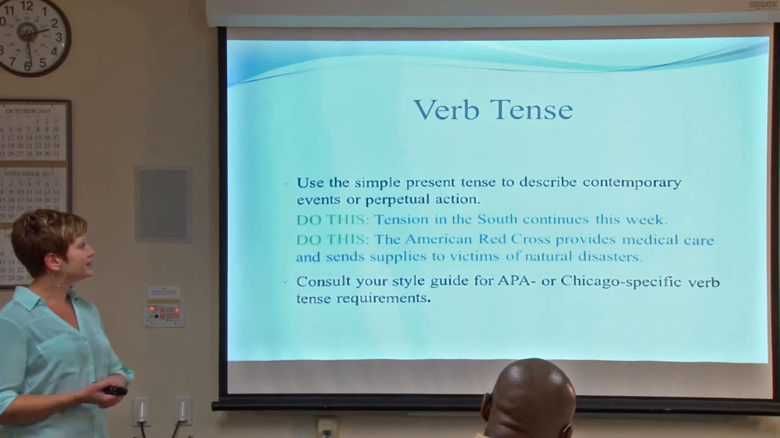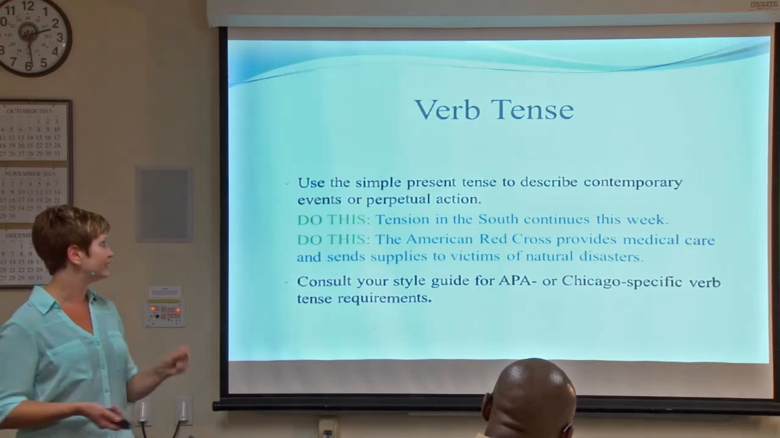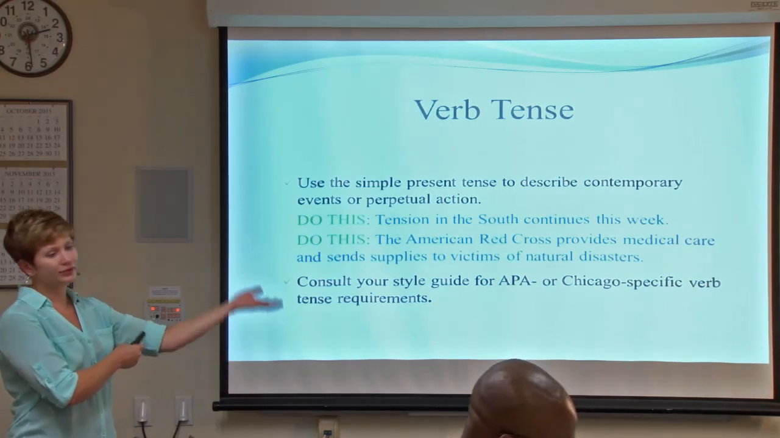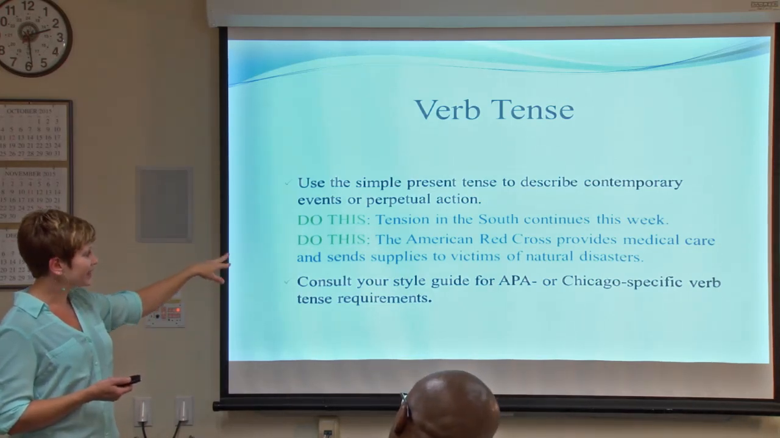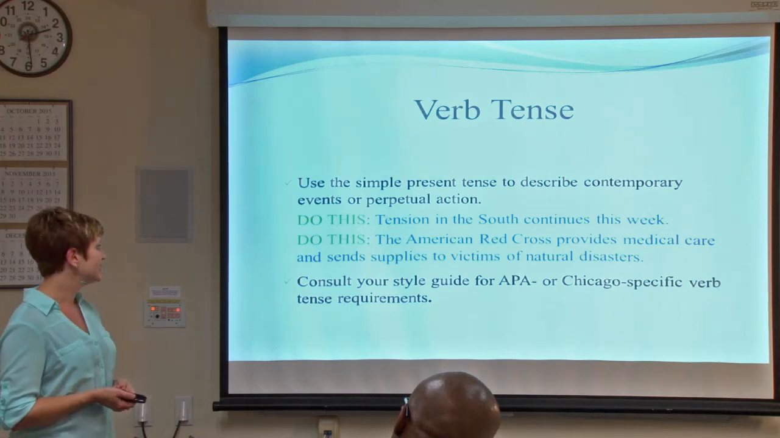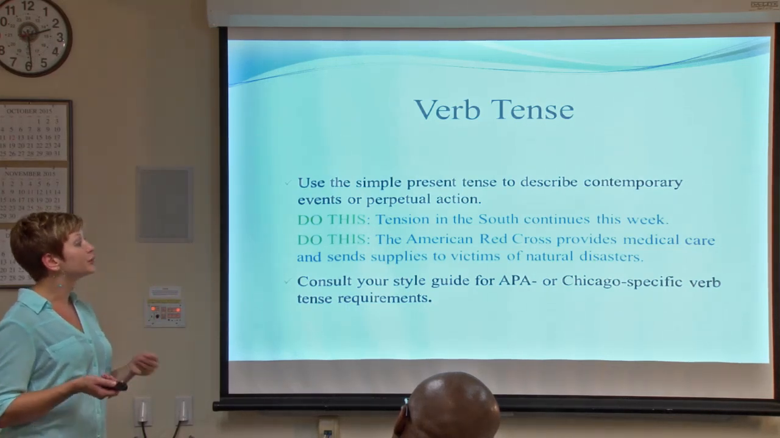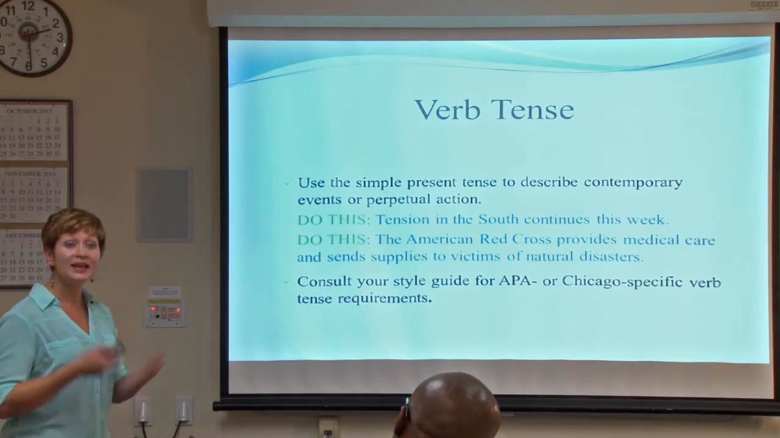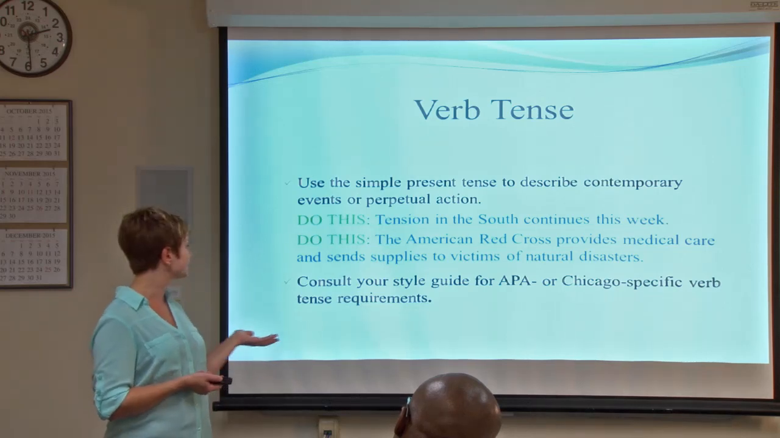So use the simple present tense to describe contemporary events or perpetual activity. Tension in the South continues this week. You'd see that in the news. Very simple. But this is an example where if you used a different verb tense, it would sound strange, unless you're talking about a specific event. The American Red Cross provides medical care and sends supplies to victims of natural disasters. It always does this. So the present tense works.